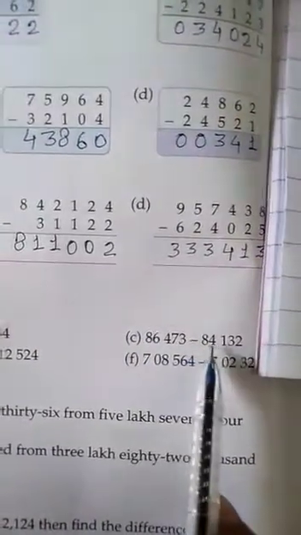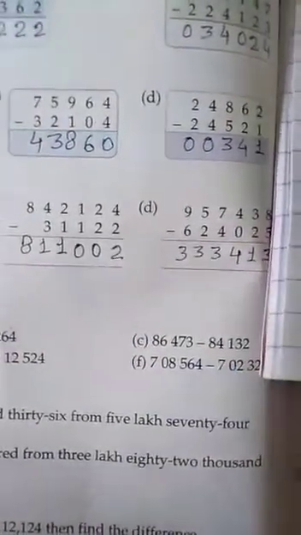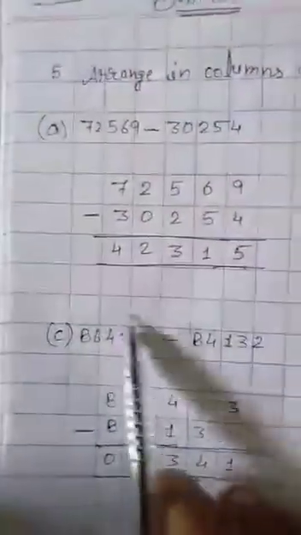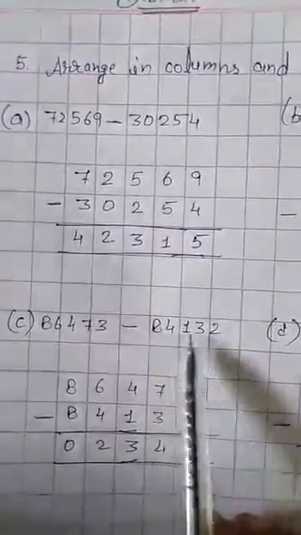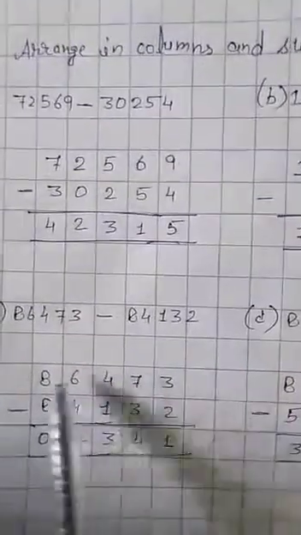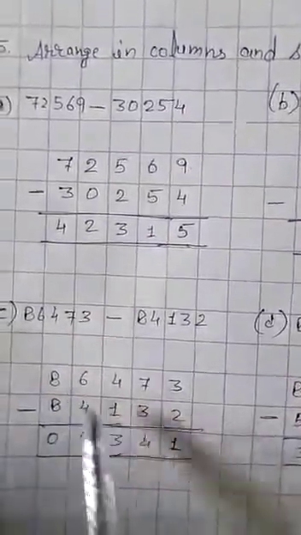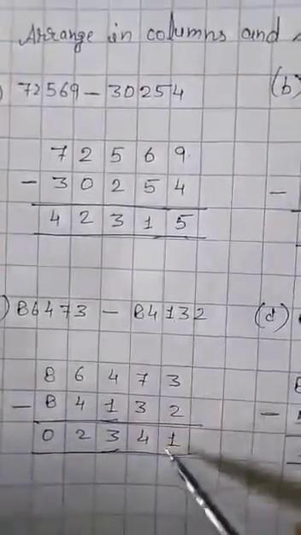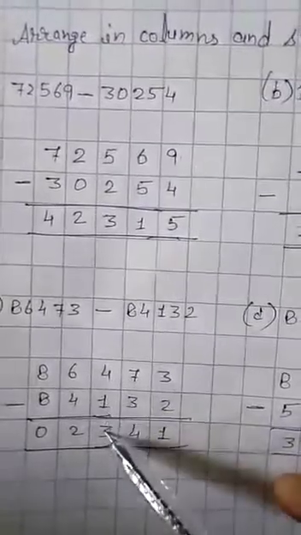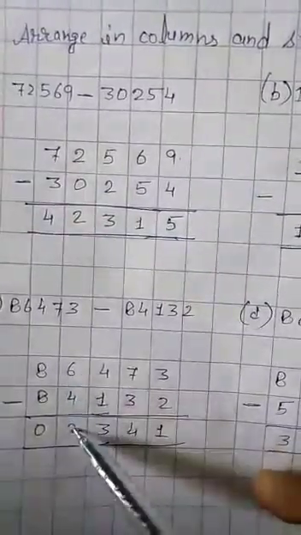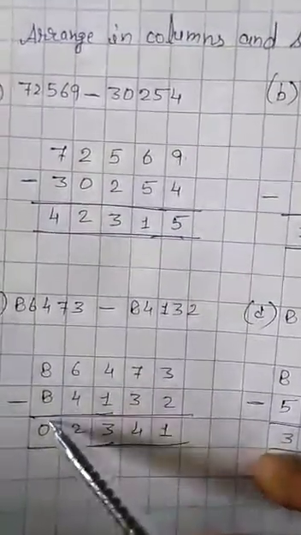Question C is 86,473 minus 84,132. So question C is here. 86,473 minus 84,132. You will write the numbers here and then you will subtract. 3 minus 2 is equal to 1. 7 minus 3 is equal to 4. 4 minus 1 is equal to 3. 6 minus 4 is equal to 2 and 8 minus 8 is equal to 0.